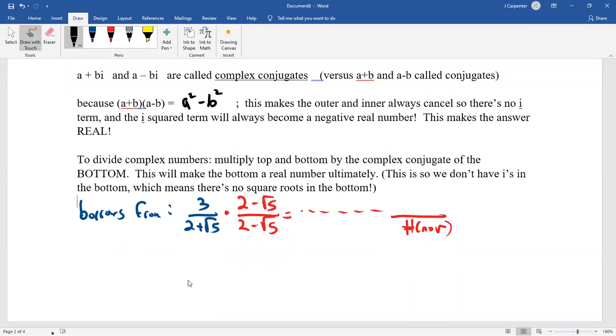So now we'll be in example 3. Are we on time? 20 minutes. Simplify. And we'll do 2 of these. For a, we're going to have 4 over 2 minus 3i.